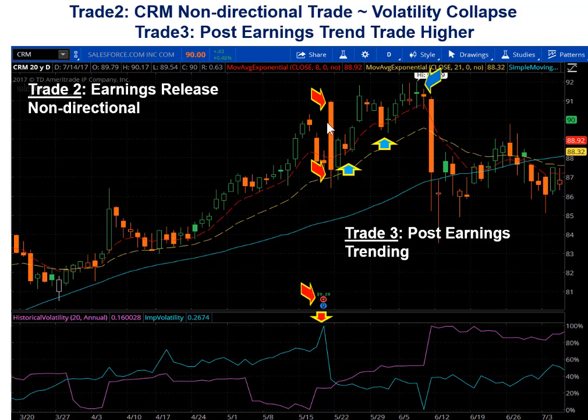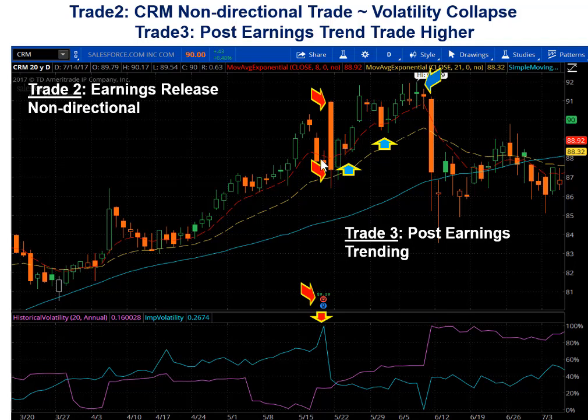The third trade is what we call a post-earnings trend trade. A lot of times after the earnings release, the market will stabilize and then either trend up or down. In this situation, you see CRM started trending back to the upside. So this gives you three potential trades for one specific stock, or you might have one out of three or two out of three, but there's a lot of opportunity.